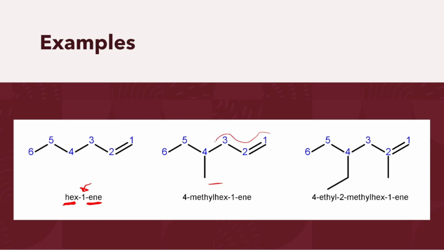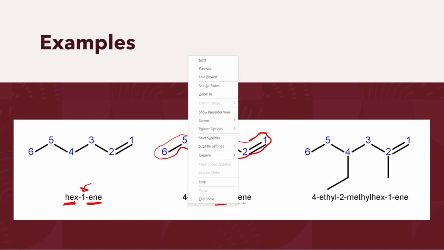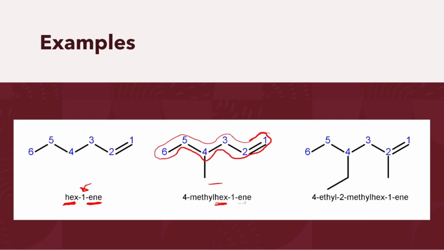Similarly, in the second compound, we have the longest chain, which contains 6 carbons. So the corresponding alkane is hex. At carbon number 1, we will have ene. So basically, the mother compound is hex-1-ene.